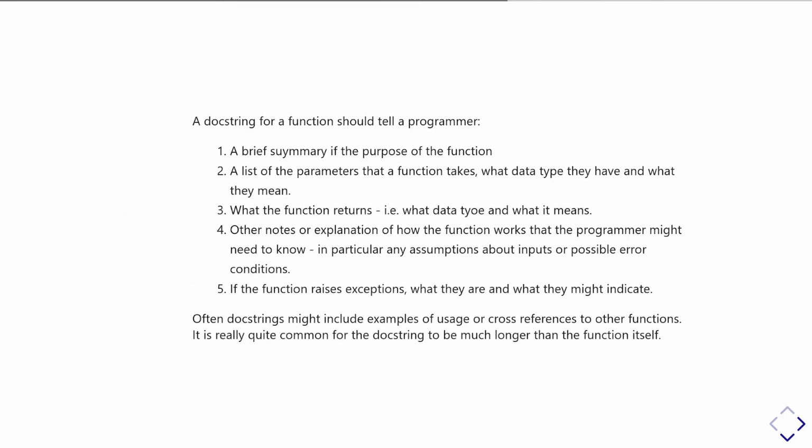So, contents of a docstring. You have a brief summary of the purpose of the function, a list of the parameters that the function takes, what data types those parameters are expected to have, and what they mean. It should also say what the function returns, i.e. what data type it is, and what the meaning of the return value is. And then it should have other notes of explanation about how the function works, or things a programmer might need to know about it, like under what circumstances it will not work. It might say what exceptions the function is likely to raise, what they mean, and what the significance of that would be.